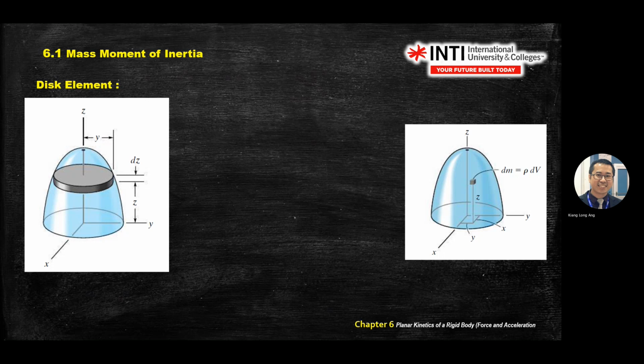You can do that, but if you're forced to do integration, how do you do integration? This small change is dy. This is y. What you do, you take the circumference, multiply by the change of area in terms of dy. You get the ring, right?